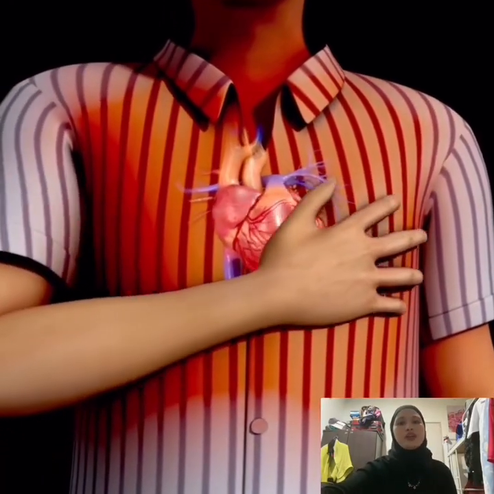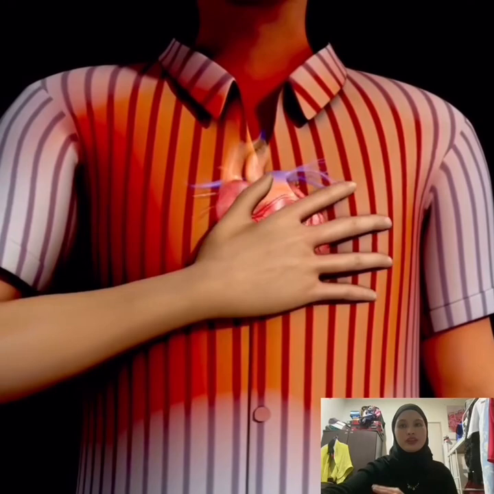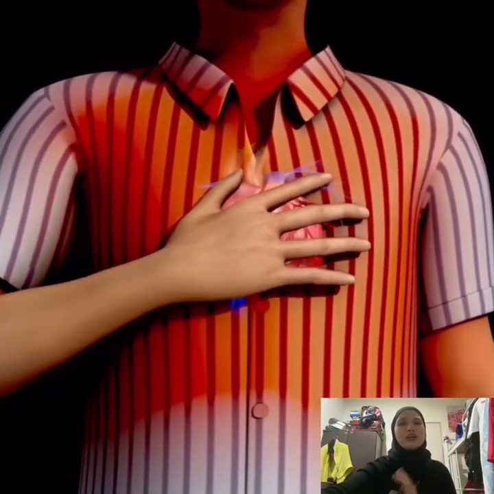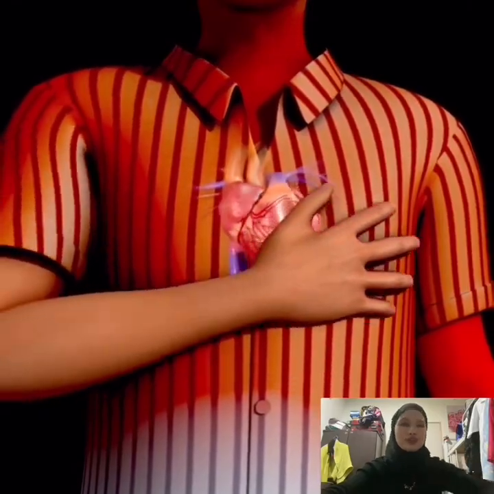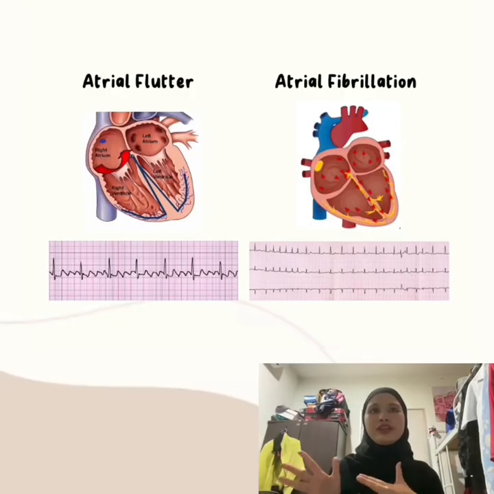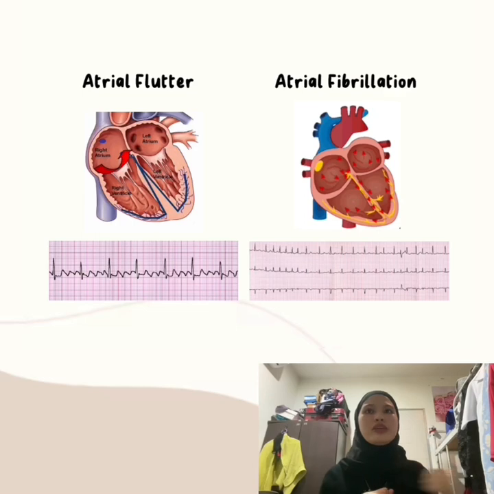So this is why, whether a patient has atrial fibrillation or atrial flutter, it is vital to be diagnosed early so the right treatment can be given and the risk of stroke reduced. Alright, let us differentiate between atrial flutter and atrial fibrillation based on the ECG criteria. So firstly, let us take a look at atrial flutter.